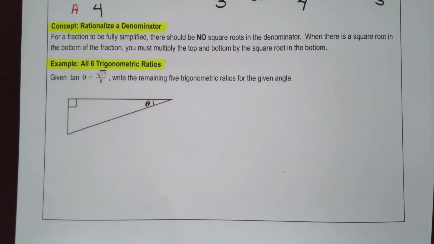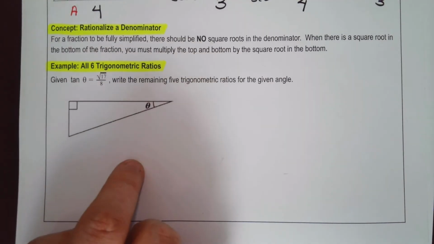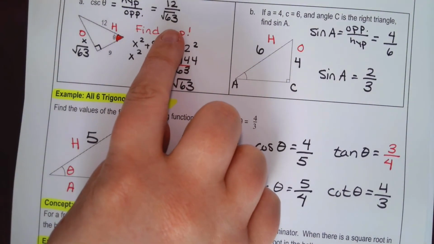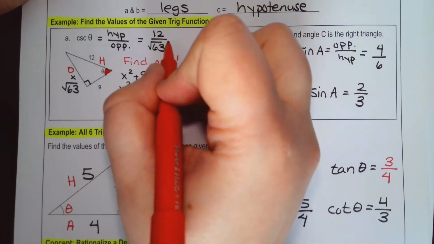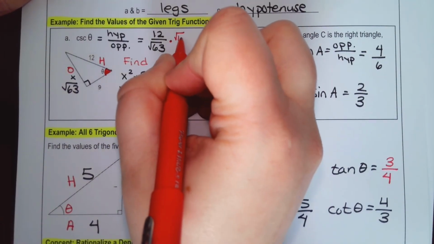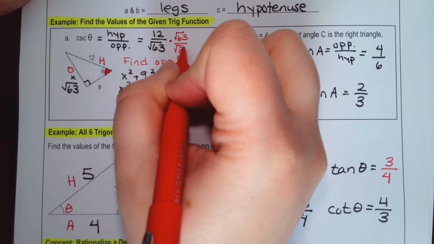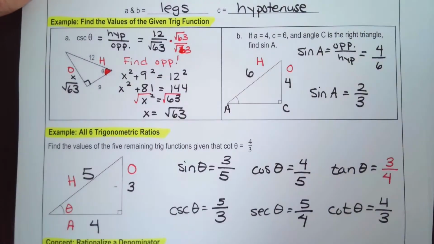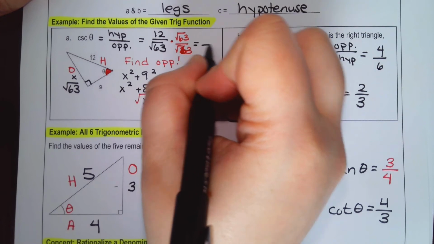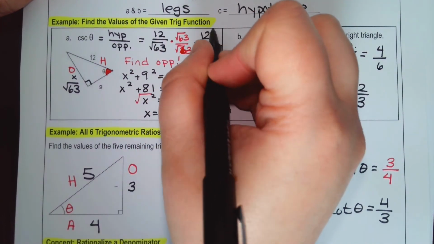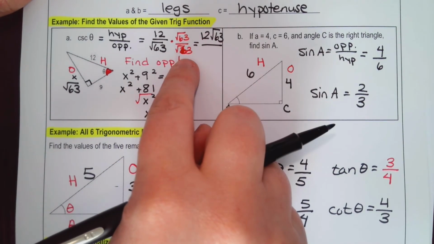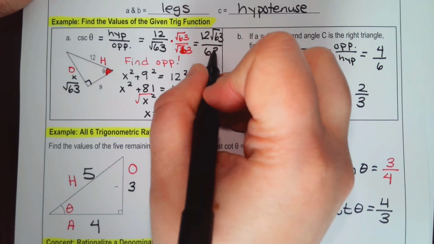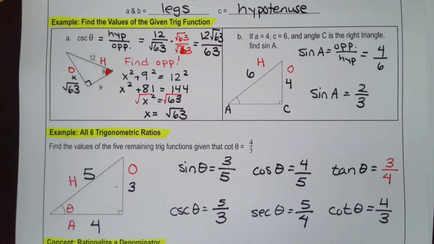by the square root. So before we do this example, let's go back up top to this one and fix our answer. So we need to rationalize it. So multiply the top and bottom by the square root. Now what's going to happen is the top of our fraction is just going to be 12√63, but the bottom, the square roots will cancel, and it's just going to be a 63. So there we go. So that is what we do when we rationalize a denominator.